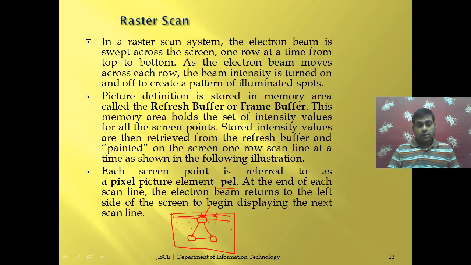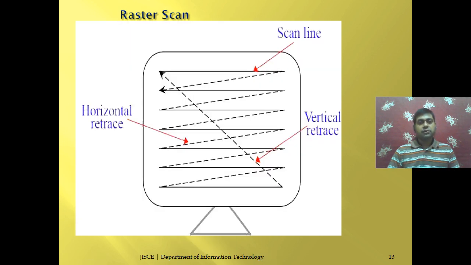At the end of each scan line, the electron beam returns to the left side of the screen to begin displaying the next scan line. So let's say this is one line. Next, the scan starts from the next line. So in this way it keeps on scanning the lines, and the beam intensity keeps on changing. Where the image should be, the intensity is high, and where the image is not, the intensity is lowered.